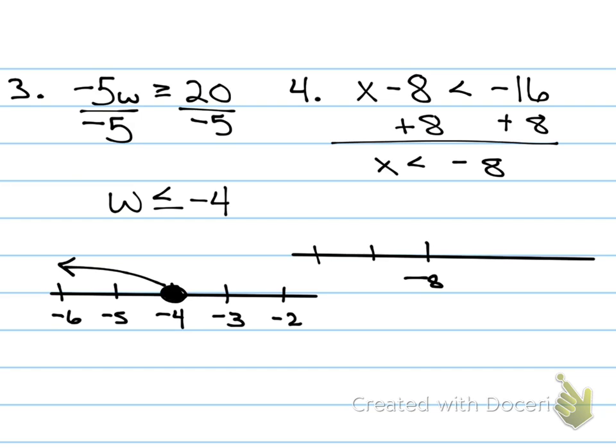What two numbers go to the left of -8? -9, -10. The farther you get from 0. Open dot on -8, arrow going left. All right, any questions on inequalities? This is a big one on your test tomorrow. Big section on your test tomorrow.